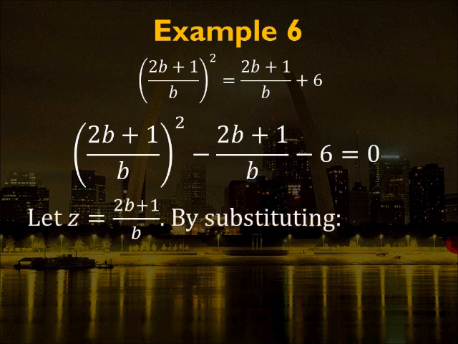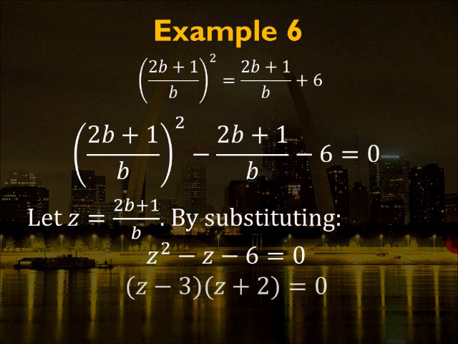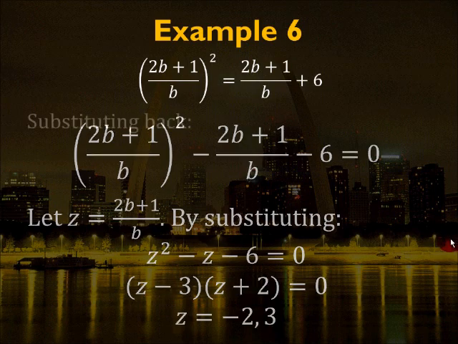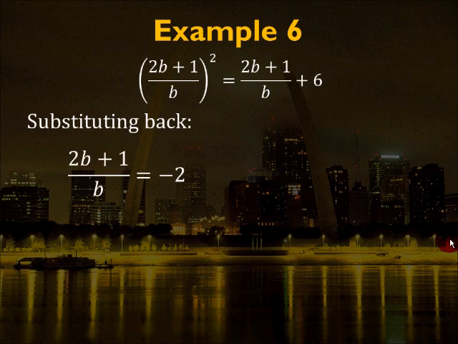All right, so z is going to equal 2b plus 1 over b. Now you can substitute, so you get z squared minus z minus 6. It's pretty simple. It makes it look a lot prettier. So if you factor that, you get z minus 3 times z plus 2 equals 0. So our z value either equals 3 or negative 2. So now we can go back. So 2b plus 1 over b equals negative 2 or it equals 3.